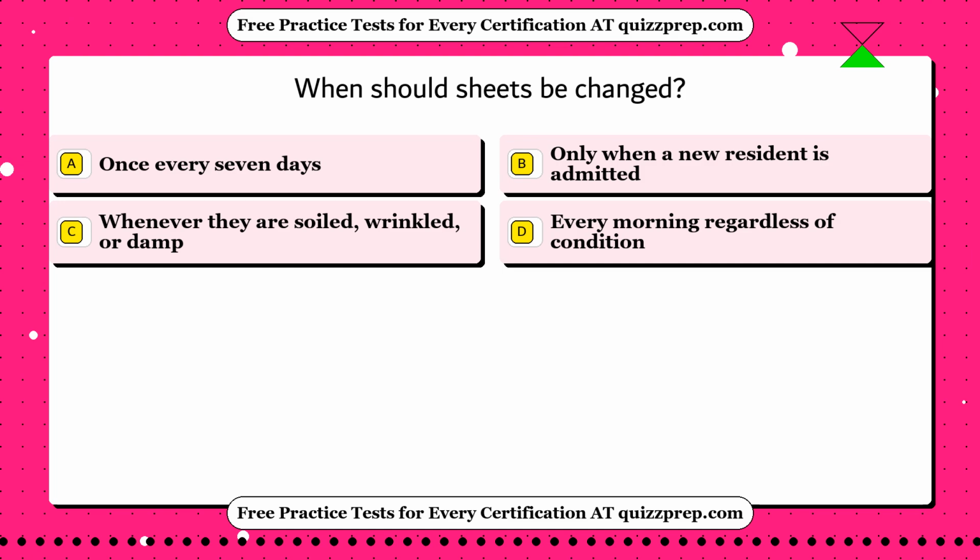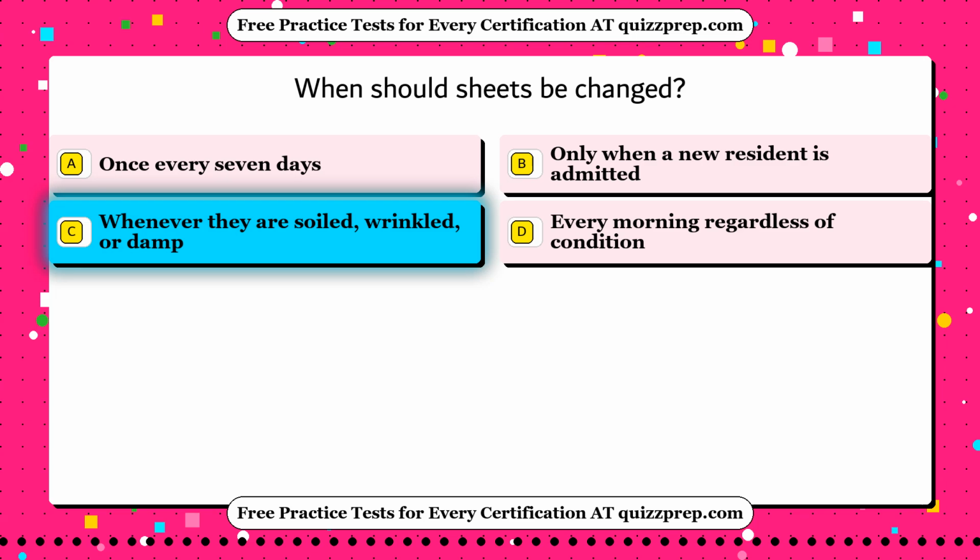Question 24. When should sheets be changed? Option A, once every 7 days. Option B, only when a new resident is admitted. Option C, whenever they are soiled, wrinkled, or damp. Option D, every morning regardless of condition.